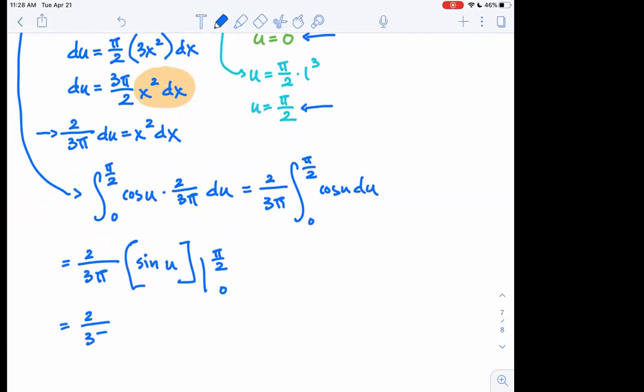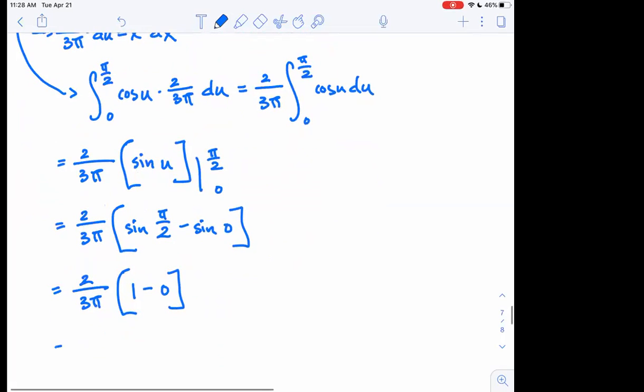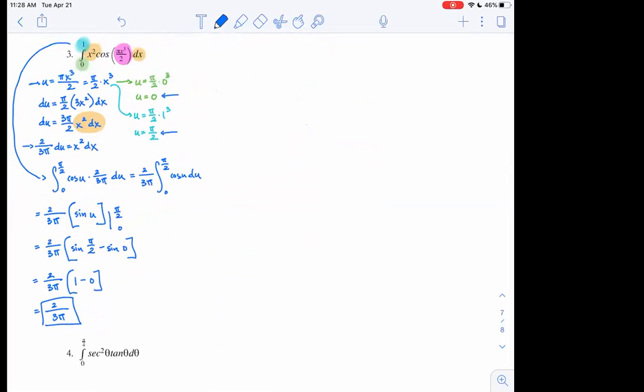So sine of pi over 2 minus sine of 0. And I get sine of pi over 2 is 1, minus sine of 0 is 0. And so my final answer here is 2 over 3 pi. Okay? And that is how you do that using method number 1.